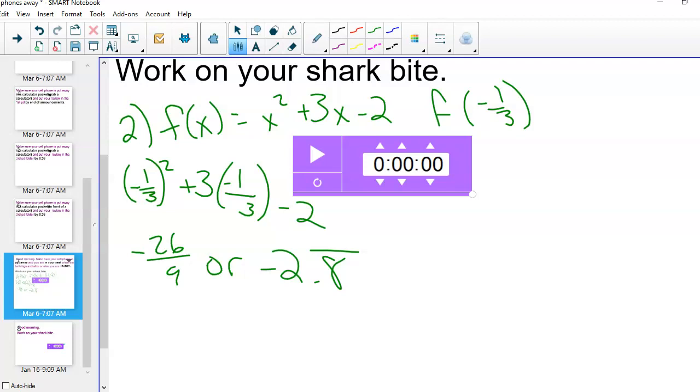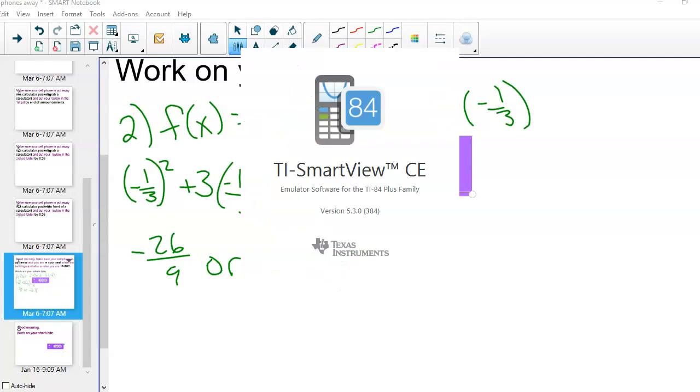Also, I saw some of you using the method that we talked about, going into your table set and changing that number to find this. That would have also worked. I'm just going to show you what I'm talking about.